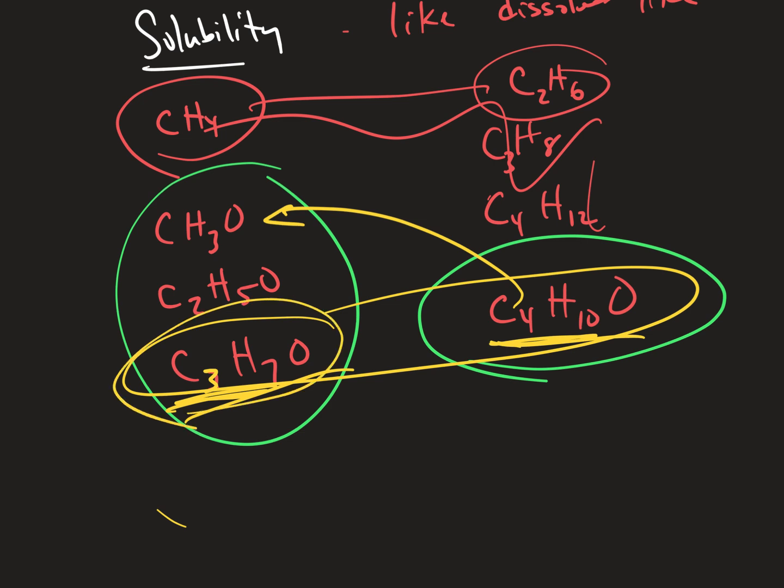Are we good? Can we do the molar mass of everybody and then compare which one is closer to that one? The molar mass? No, you wouldn't say molar mass. It's just in structure. If they're all polar, then you find one that's closest in structure. Good? Okay.